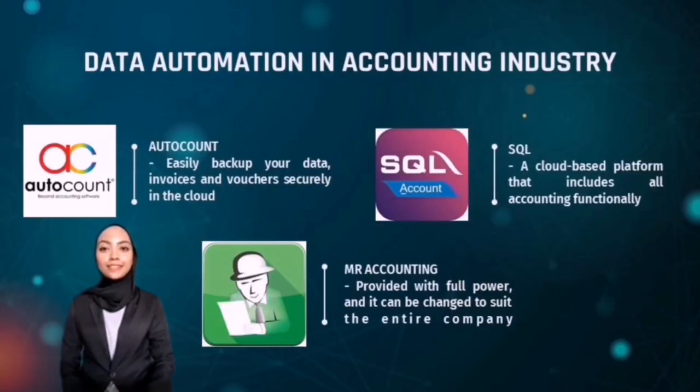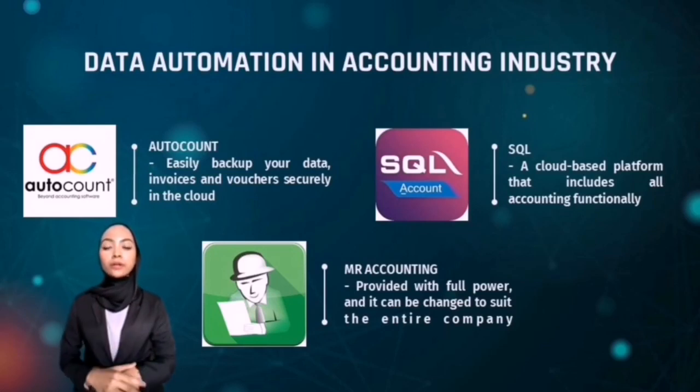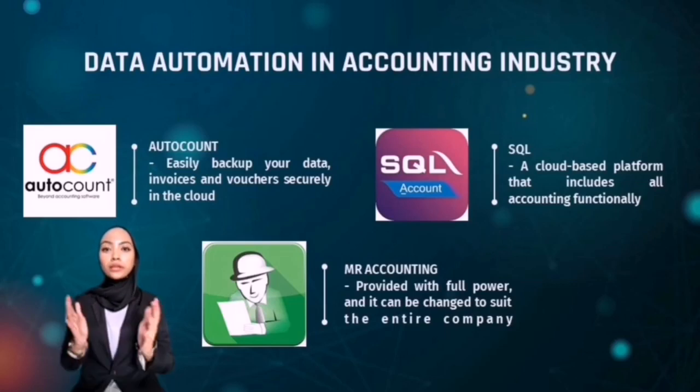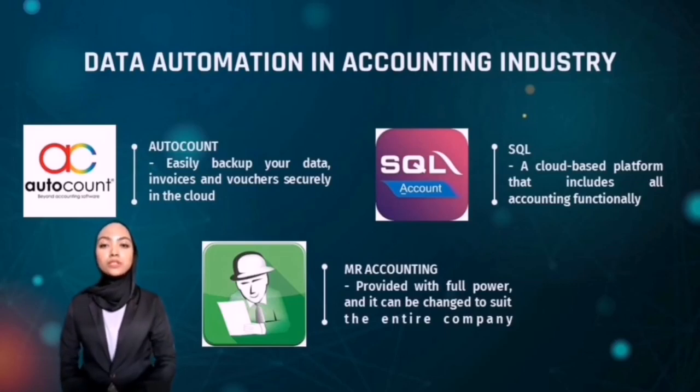The last part is examples of data automation used in the accounting industry. We provide 3 examples of data automation. The first one is AutoCount. The function is to easily back up your data, invoices and vouchers securely in the cloud. The next is Mr. Accounting, provided with full power, and it can be changed to suit other entire companies. And the last one is SQL, a cloud-based platform that includes all the accounting functions. That's all from me. Thank you.